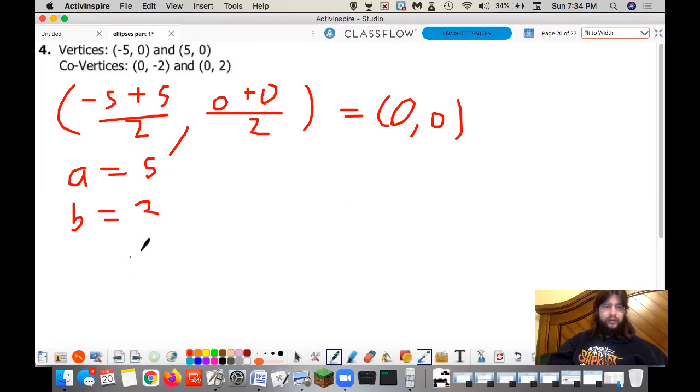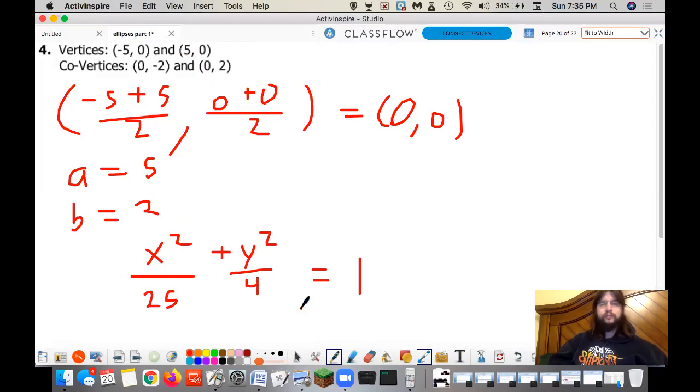From here, we can get our equation. x squared plus y squared, both of those are going to be over something, equals 1. Well, let's see, which one's bigger? The distance between the x's is bigger than the distance between the y's, so my a is going to go on here, 25, a squared, and b squared. And there's my equation. Easy as pie.